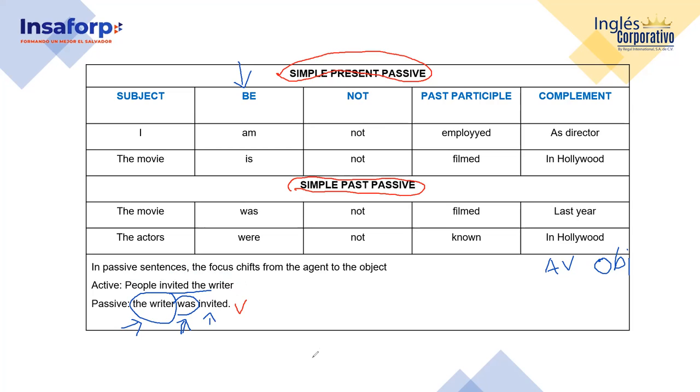Okay. But not only that. I need another important partner here. Past participle of the verb. Aquí hay una doble Y que no tiene que ir. Aquí es only this. Past participle of the verb. Here we have the verb invited, and we see that it is exactly the same in the passive voice. But here is simple past, and here it is in past participle.